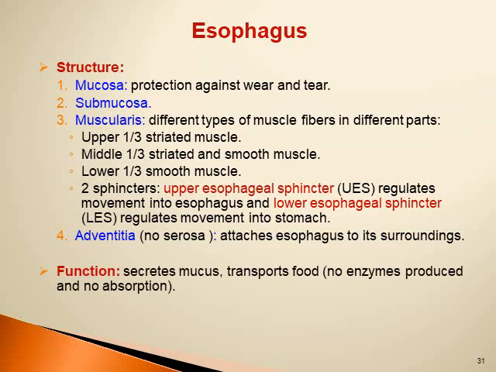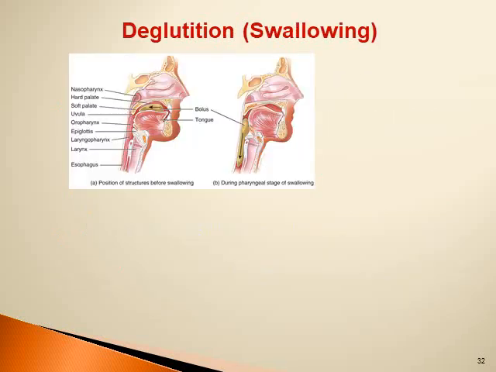Function: the esophagus secretes mucus and transports food. It doesn't secrete enzymes, so there is no chemical digestion and there is no absorption in the esophagus, especially since its mucosal epithelium is composed of non-keratinized stratified squamous epithelium, which is relatively thick compared to the simple columnar or simple cuboidal epithelium in the other parts of the alimentary canal.